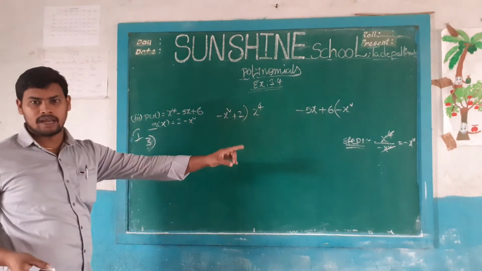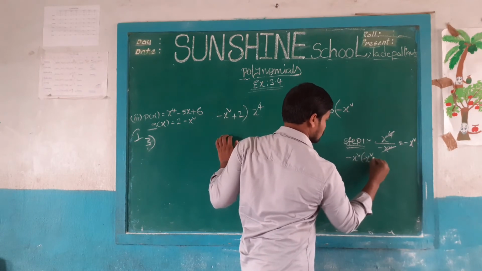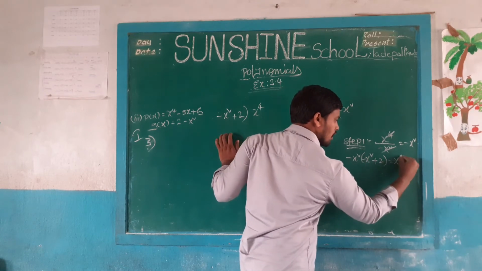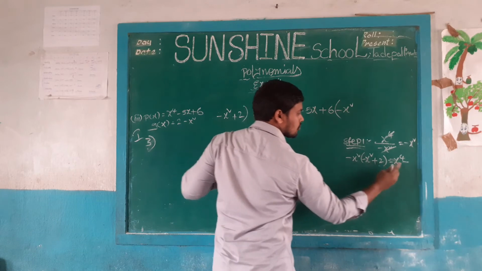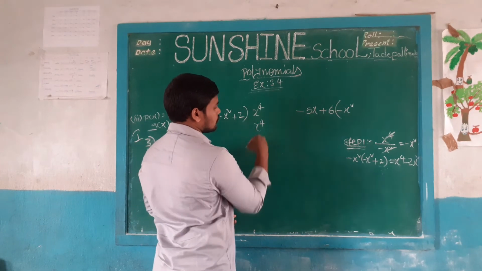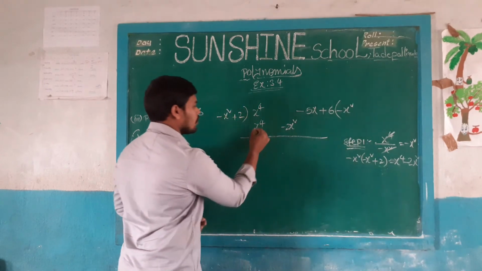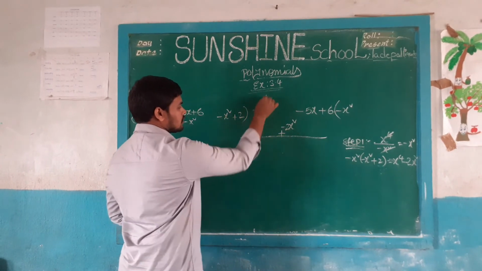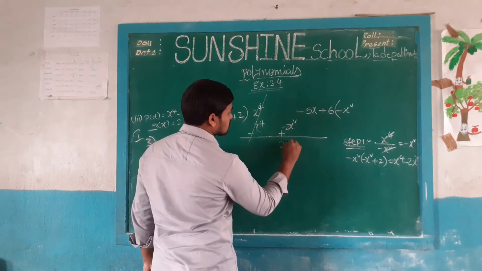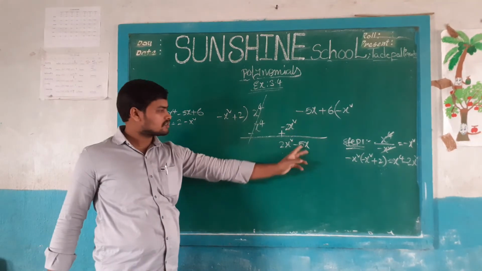Okay? Multiply minus x square with the g of x. Minus x square into x square minus x square plus 2. Minus minus plus x square into x square, x power 4. Minus plus minus x square into 2, 2x square. So x power 4 minus 2x square. Plus turns to minus, turns to plus. Plus x power 4 minus x power 4 cancel. So 2x square minus 5x. So simply write down the minus 5x here.